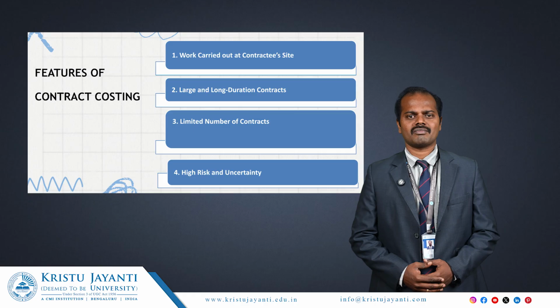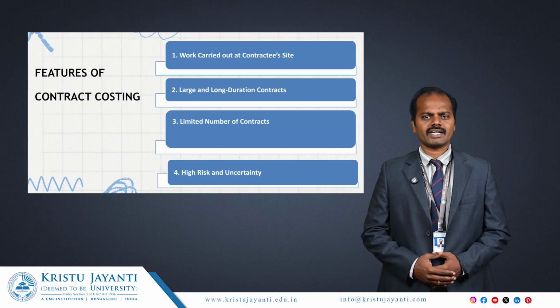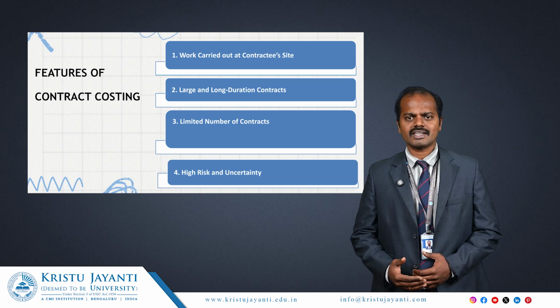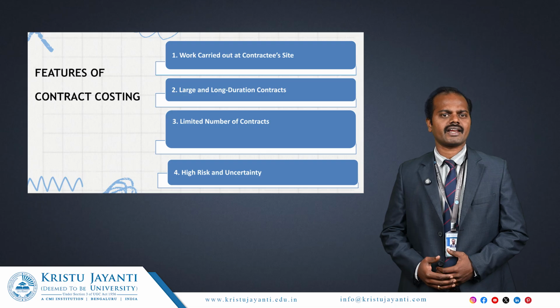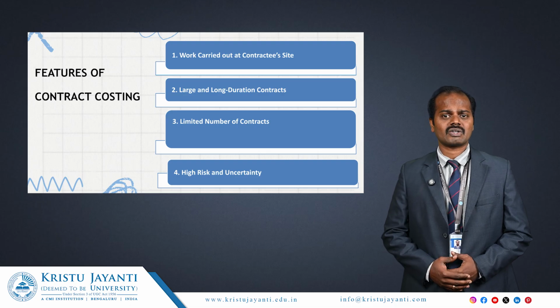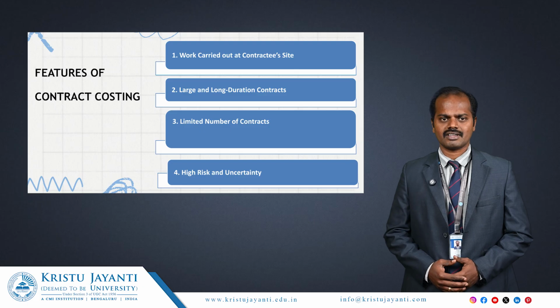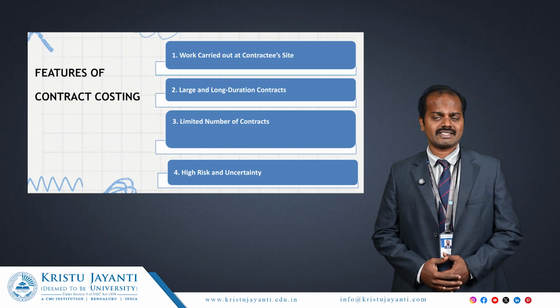Let us discuss some of the features of contract costing. So here, the work is carried out at the contractor's site. In contract costing, the work is executed away from the contractor's premises and is carried out at the customer's or contractor's work site. This is common in construction and engineering contracts where on-site execution is essential.